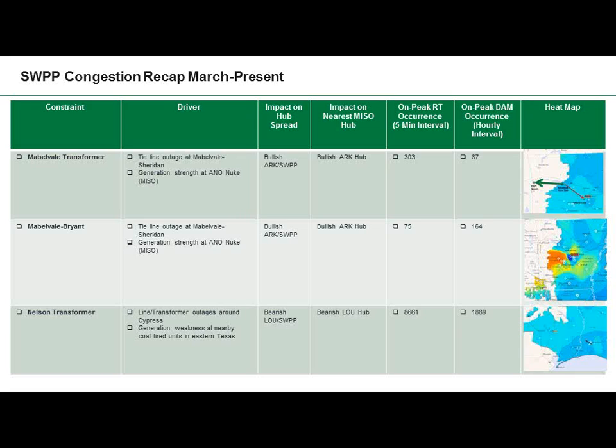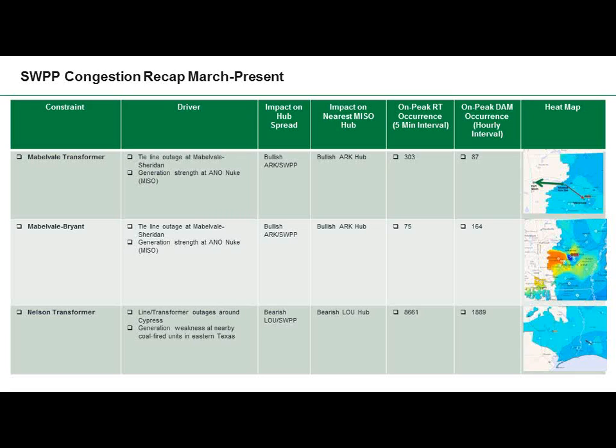Maberville to Bryant. This is also a similar constraint as the Maberville transformer. The line outage at Maberville to Sheridan is typically the driver of this constraint. Also, we have to have the gen strength coming from the ANO nuke. This is bullish to the Arkansas hub and therefore bullish to the Arkansas to SPP spread.